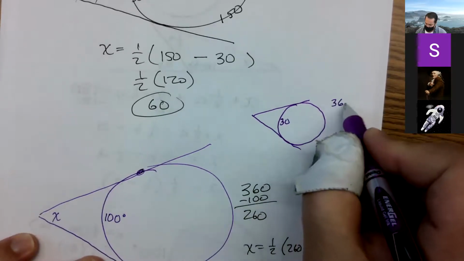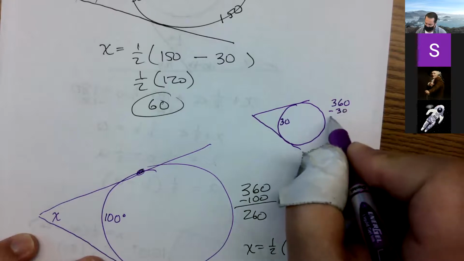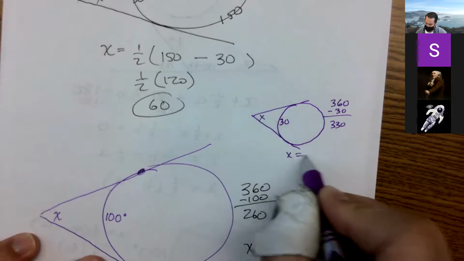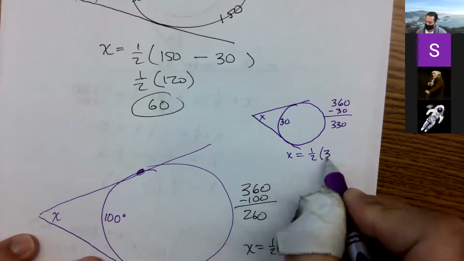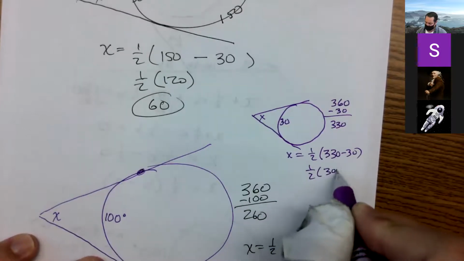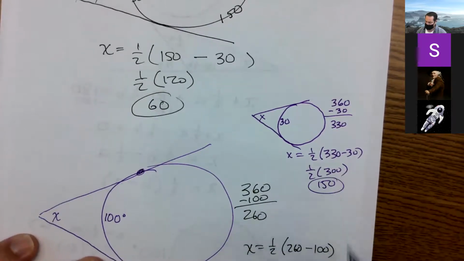So we would do the same process. 360 minus 30 degrees is 330. And then to find x, I'm going to take 1/2 of 330 minus 30. 1/2 of 300 is 150.